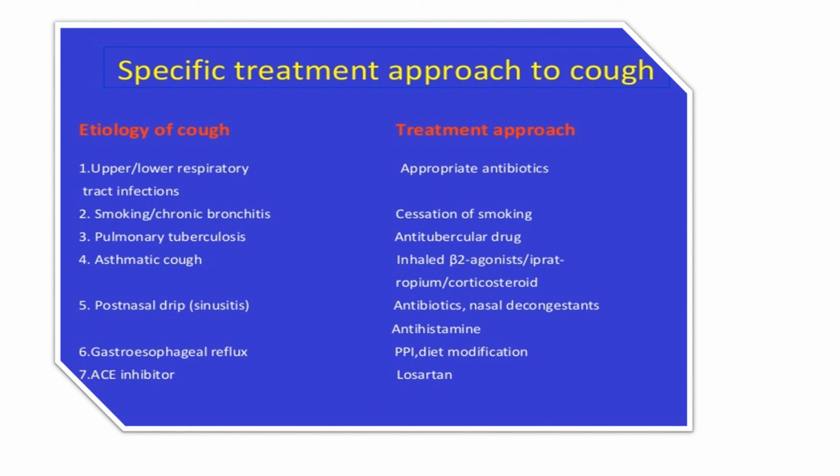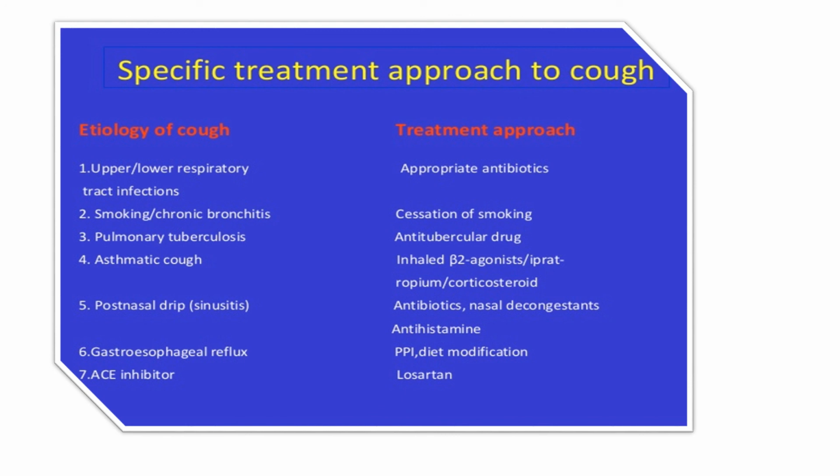Under pulmonary tuberculosis, the main cause will be TB. So for that you should give anti-tubercular drugs. Asthmatic cough, you should give inhaled beta-2 agonist, or ipratropium or corticosteroids. If there is a postnasal drip under sinusitis, a very common condition where you experience head heaviness and a postnasal drip, here you should give antibiotics to reduce the infection in the sinus, nasal decongestants to open the nasal cavity, and antihistamines to prevent the postnasal drip, plus the other cough suppressants to reduce the cough.